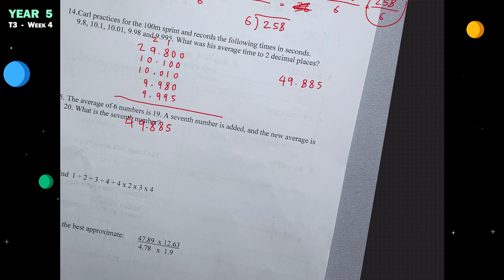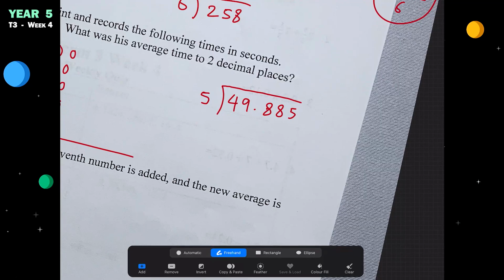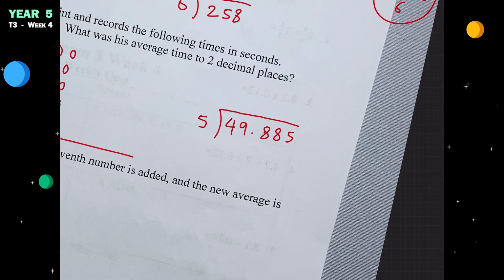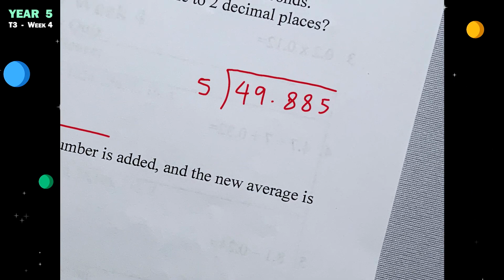Now we do the next step. Once you add them all up, you have to divide it by how many numbers there are. And there are 5 numbers, so you divide it by 5. For those who are not very good with division, I'll help you with that as well. Let's do that right now. So we do 49 divided by 5, because we can't do 4 divided by 5, it's too little. So 49 divided by 5 will give you 9.